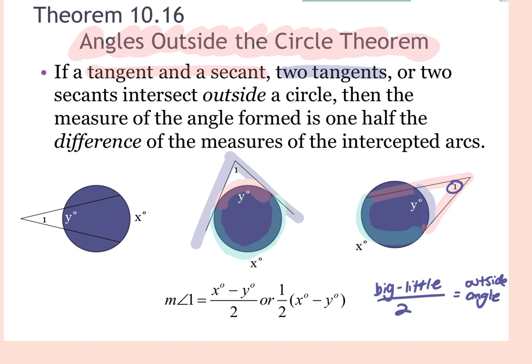And the last one is 2 secants. So that would be the first one here in the diagram. And it's still the same thing. It's big arc minus little arc divided by 2.